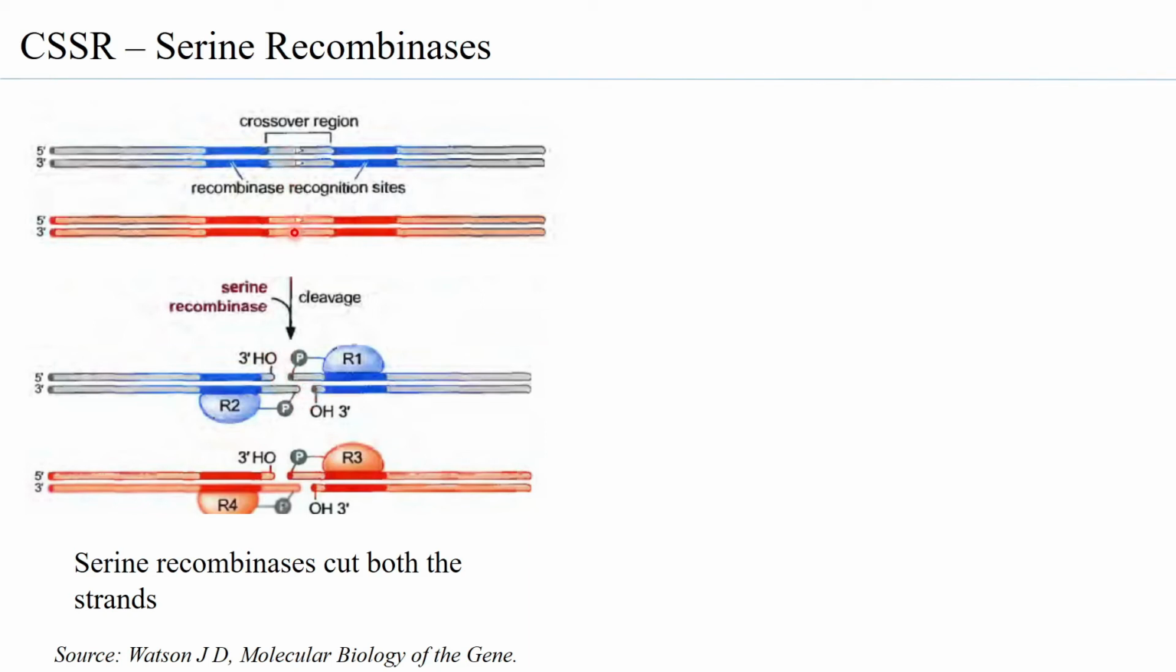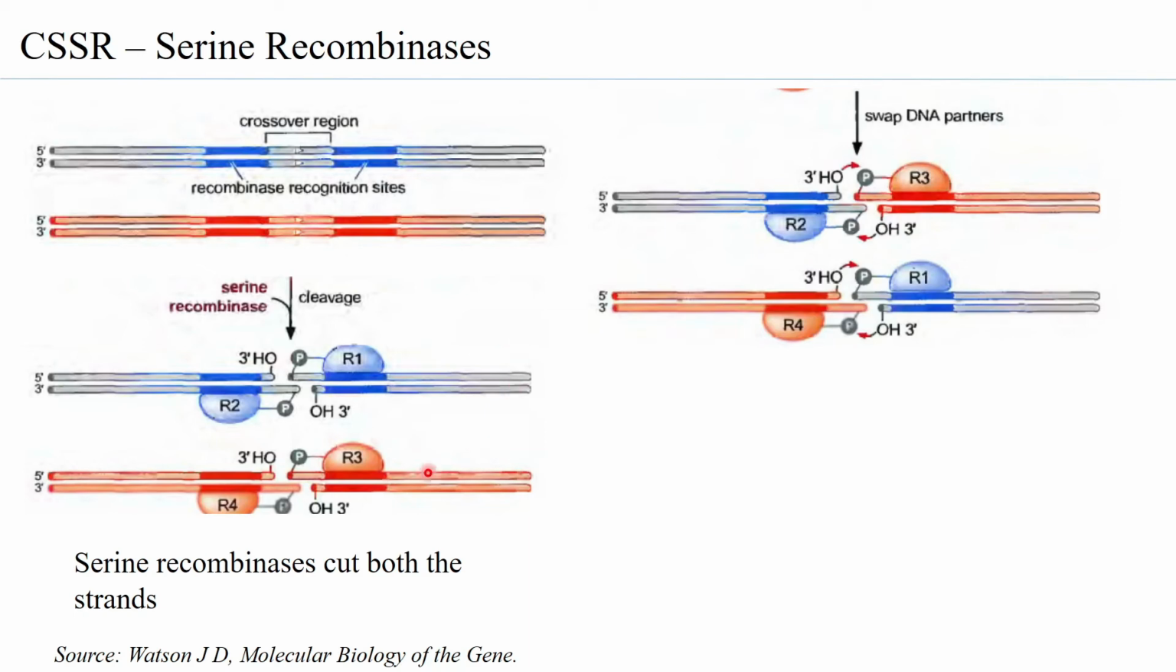So in both the DNA, this is one DNA and this is the other DNA. So this could be donor DNA and this could be the target DNA. So here too you will have the recombinases coming and binding and cutting both the strands. So therefore in both the duplexes, you have a 3' OH generated and you have the phosphates attached to the recombinase per se. Now what obviously happens is there is swapping of the DNA that is happening.